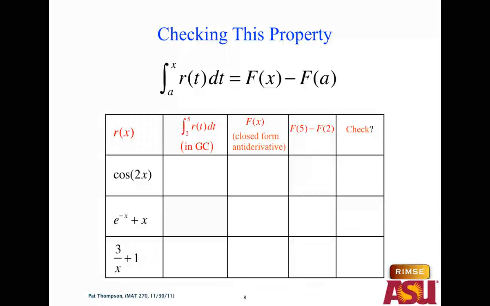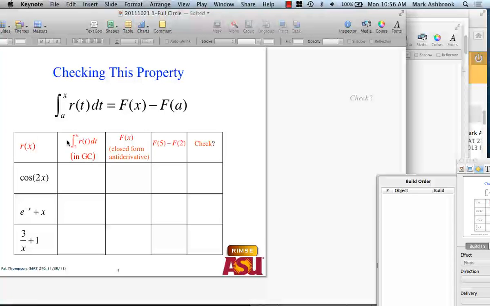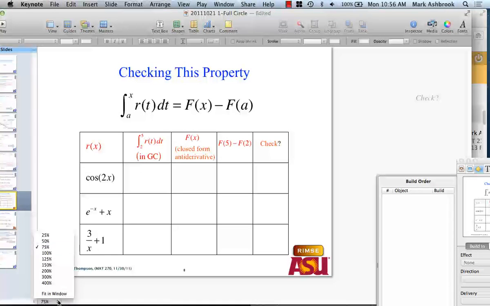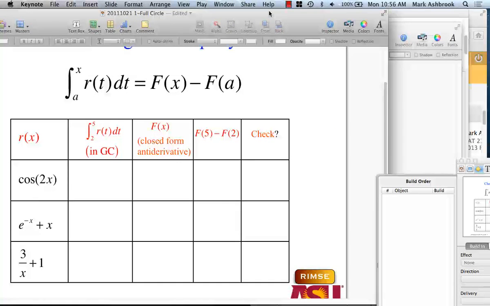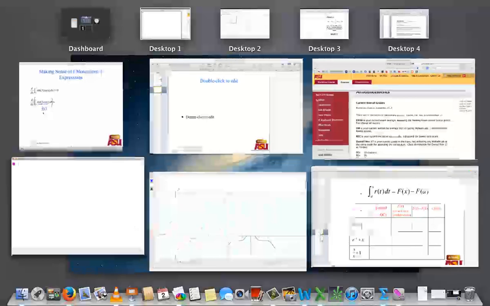So let's take a look at this here. Let's check it out. And let's look at some rate functions, and we'll check the open form in graphing calculator, and then we'll figure out the closed form antiderivative. And then we'll check. Okay, so if you have a laptop, get up graphing calculator, and we'll kind of work together on this.